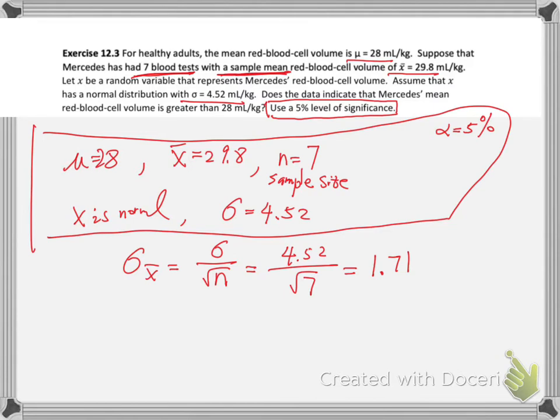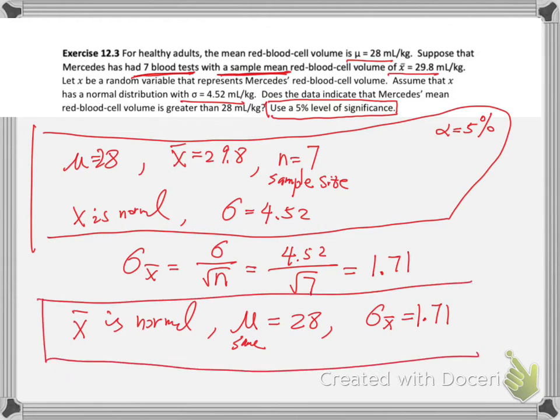Changing x to z is the first part of lecture 10. Changing x bar to z is the second part of lecture 10. So now we know x bar is normal, and this lecture 12 question is very similar to the one in lecture 10. Same mu, so we still have 28, and sigma x bar is 1.71. We can use these three numbers to change x bar to z. But now there is a problem.